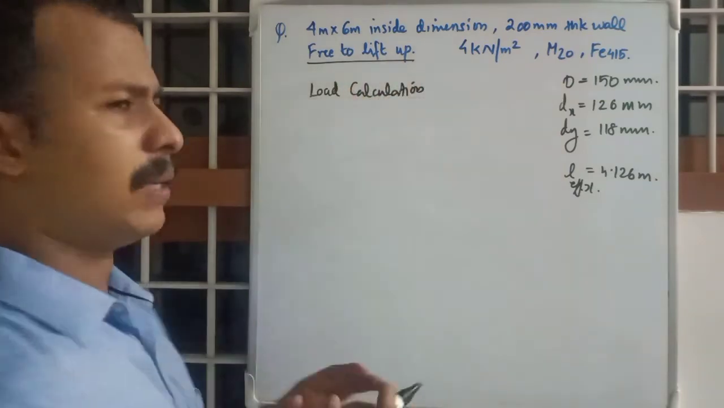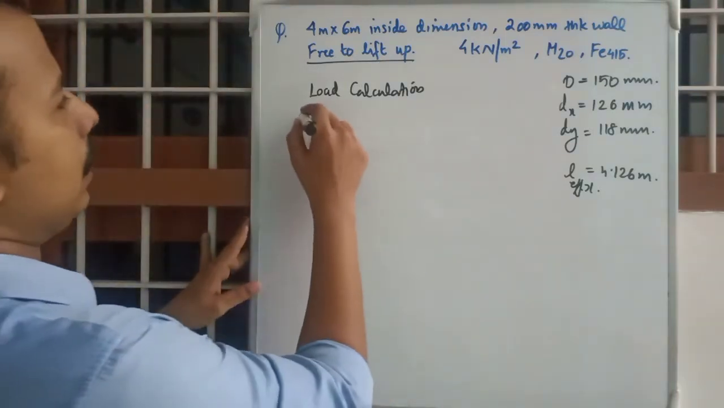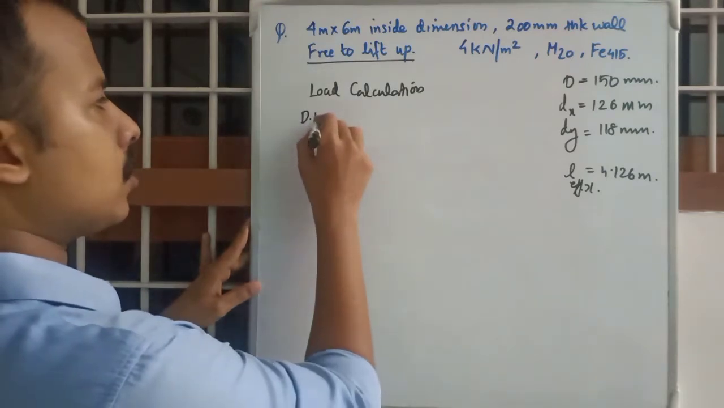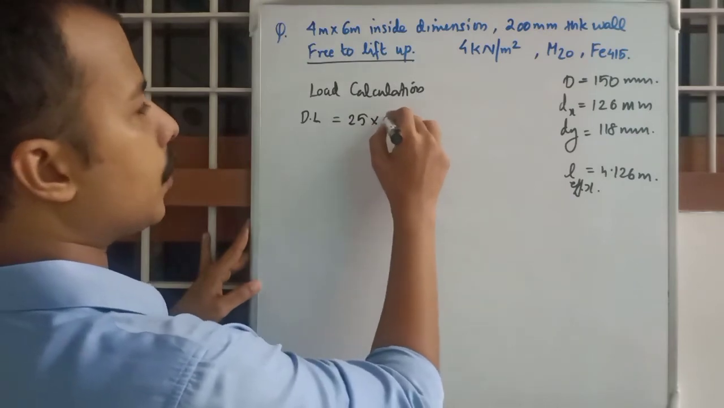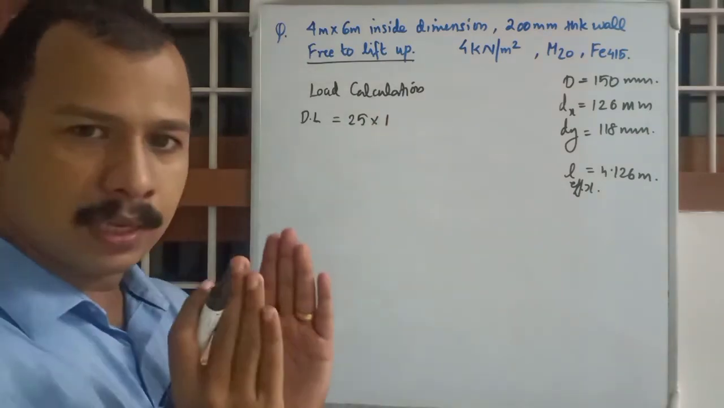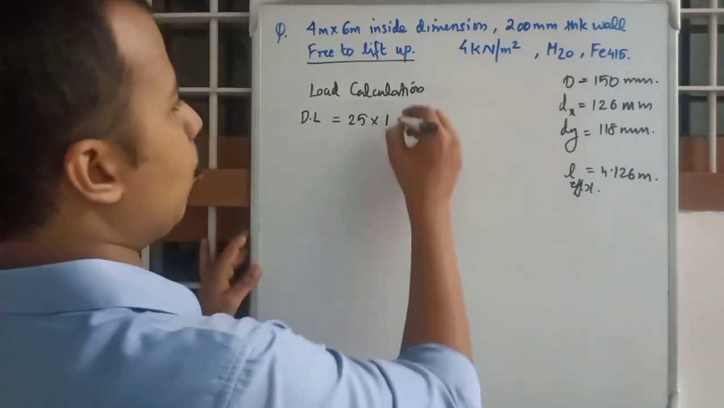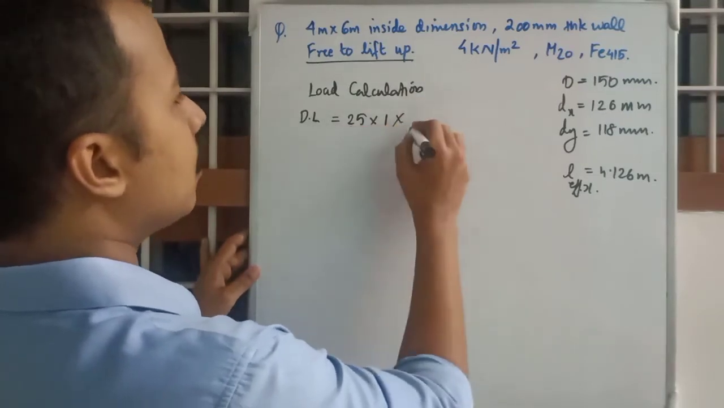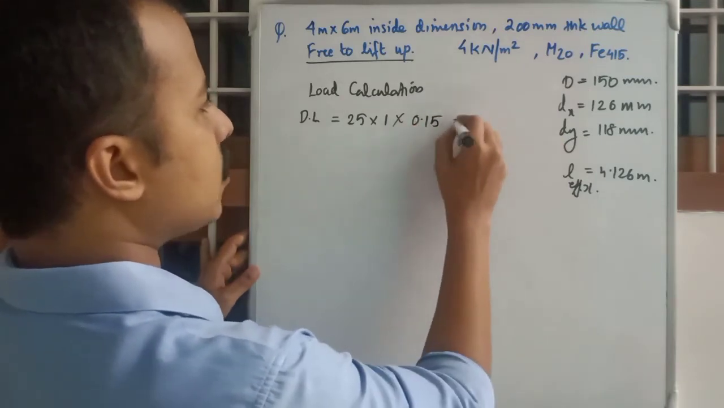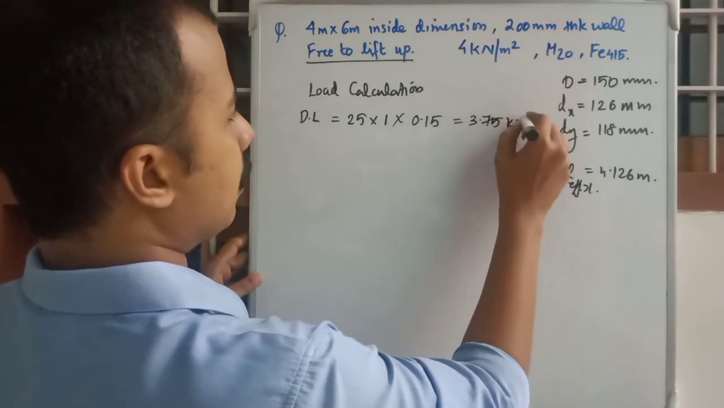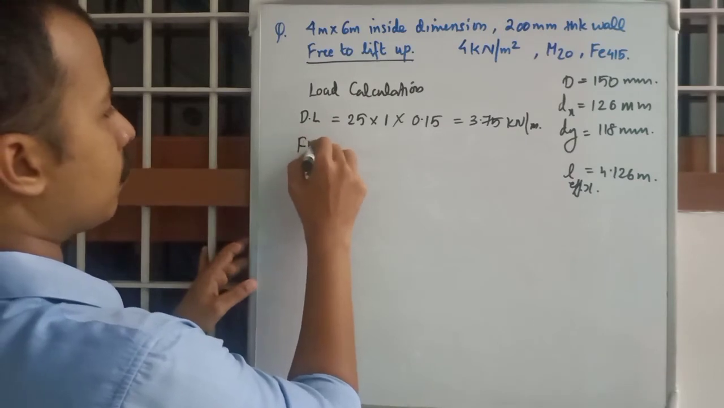Same order of calculation with respect to beams or one-way slab till now. Okay, so load calculation. Dead load was self-weight, that is 25, this weight density, into 1 meter, the width. As always, we will be designing for 1 meter width for any slab. 1 into total depth, 0.15, that is 3.75 kilonewton per meter.